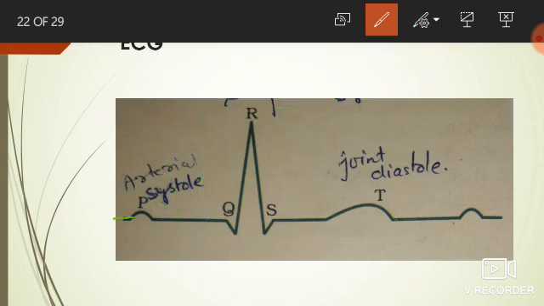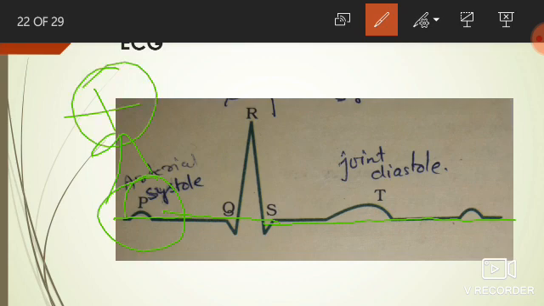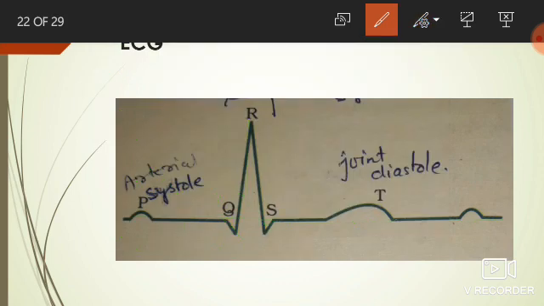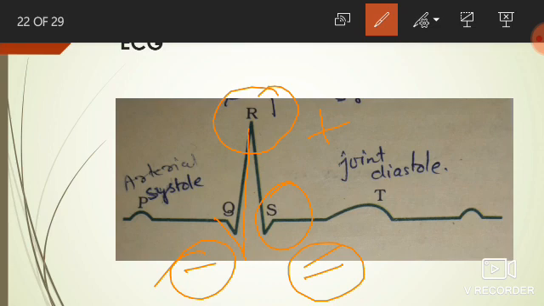So, P wave is above this line, so P wave is considered as positive wave. Q wave is below this line, so it is considered as negative wave. R is above, so it is considered as positive. S is again below, so it is considered as negative wave. And T is above, so it is considered as positive wave.